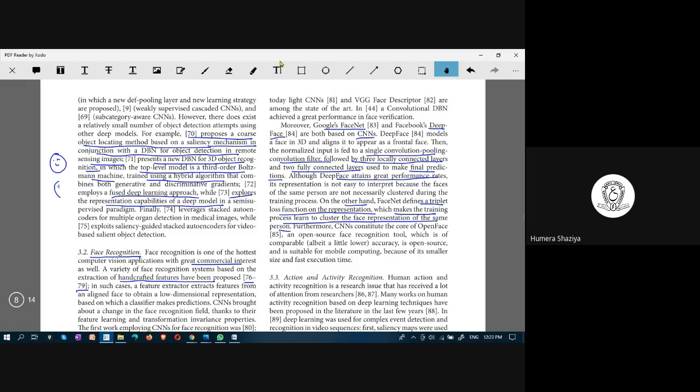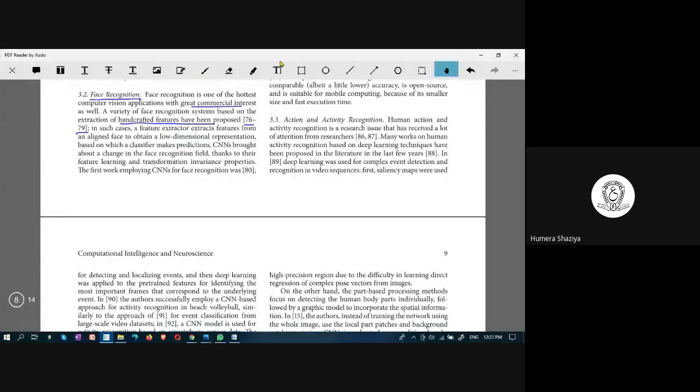So all this is implemented by these technological giants, Google and Facebook. And the important point here is that both the models use CNN, convolutional neural network, which is a deep learning model.